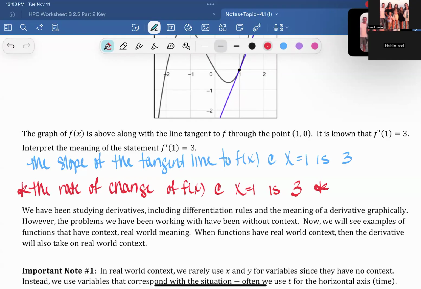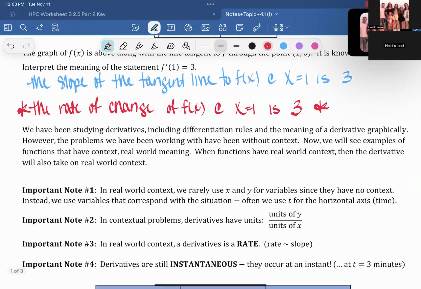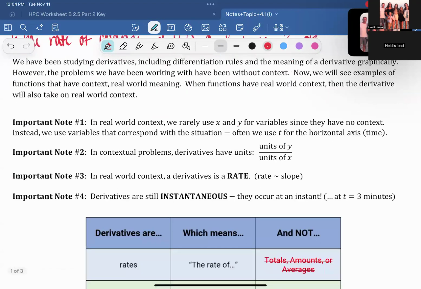Okay. So it says, we have been studying derivatives, including differentiation rules and meanings of derivatives graphically. However, the problems we've been working with have been without context, don't really have a real world application. Now we will see examples of functions that do have context, real world meaning. When functions have real world context, then the derivative will also take on real world context. So let's take a look at some of these notes they have for you.